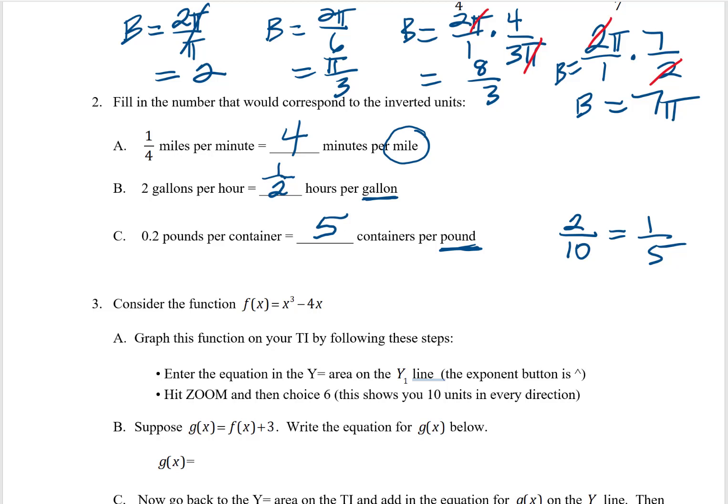These are all called rates with the per, and you can see that switching the order of the units can easily be accomplished by just taking the reciprocal of the original number. The reciprocal of 1/4 is 4, of 2 is 1/2, and of 0.2 or 1/5 is 5.